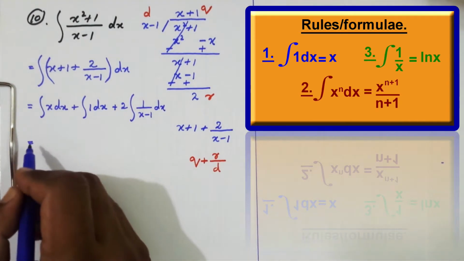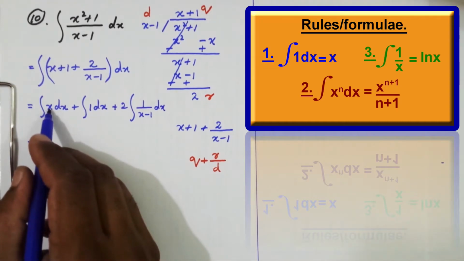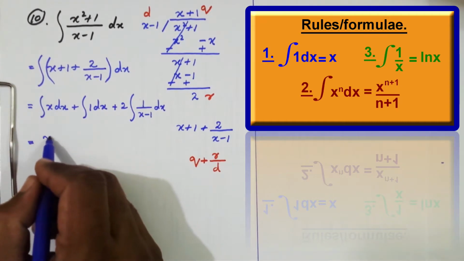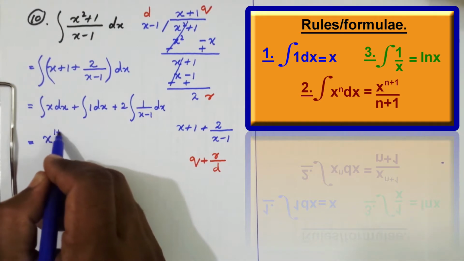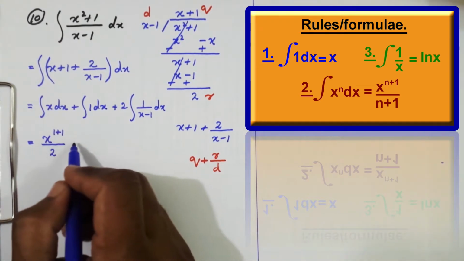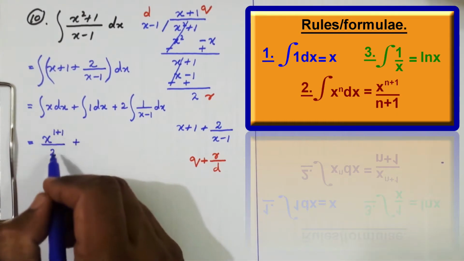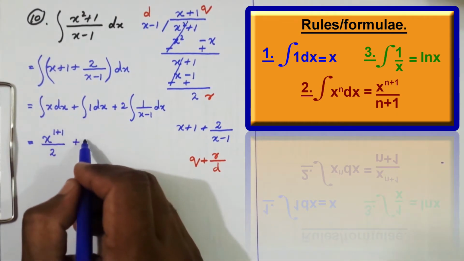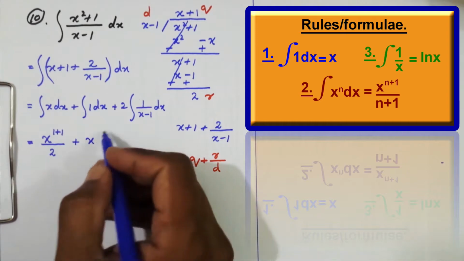After that you will do the integration of x raised to power 1. We add 1 with the given power and write the same power in its denominator. The result of 1 plus 1 is 2. Here integration of 1 is x.